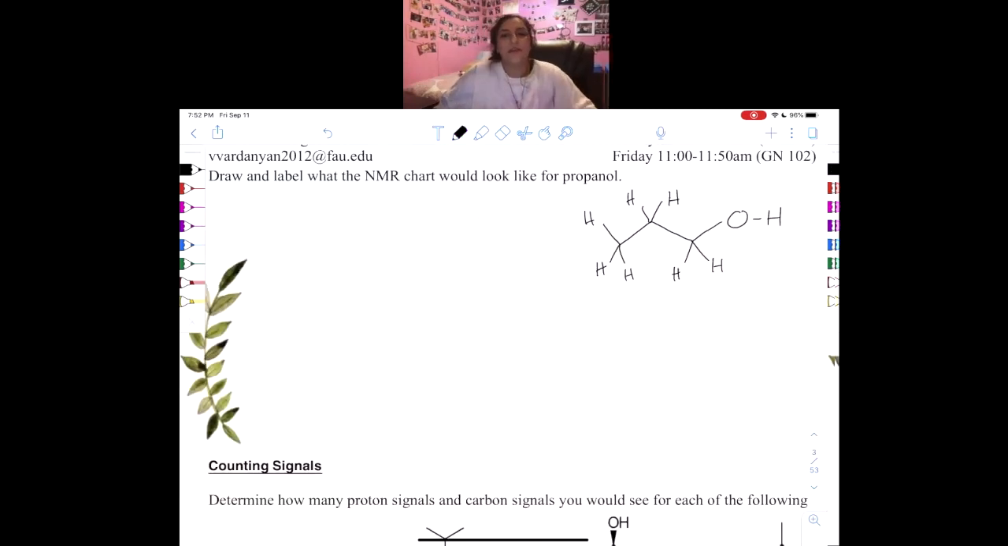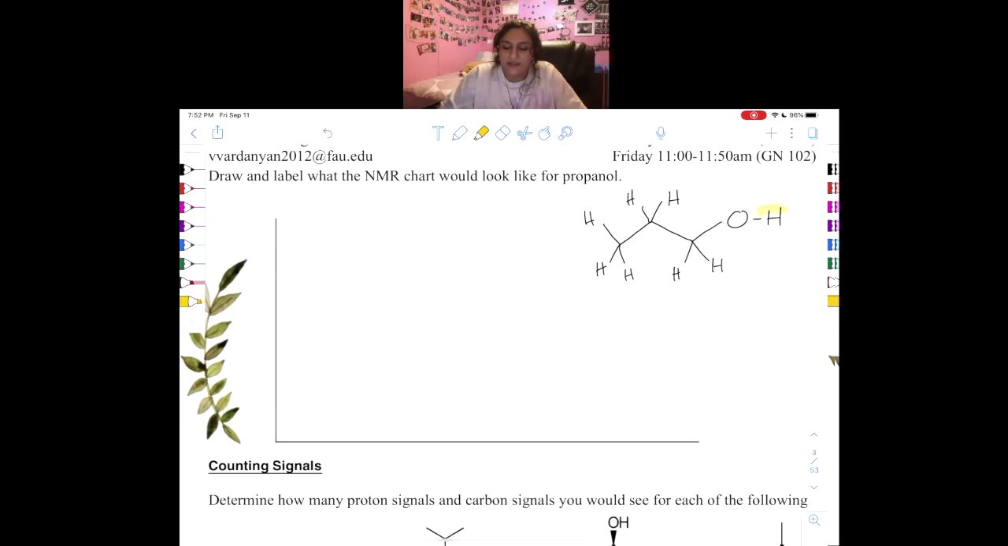The next thing we're going to do is draw and label a spectrum. So I gave you propanol to work with, and I've drawn that out for you. First thing we're going to do is count signals. Easiest one to see immediately is this hydrogen by itself in the corner. It has to be its own signal.